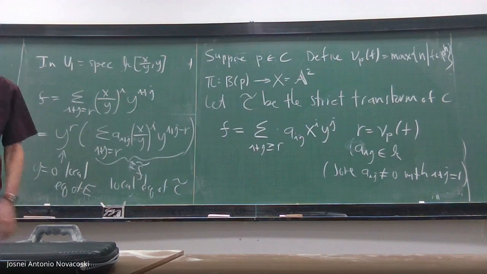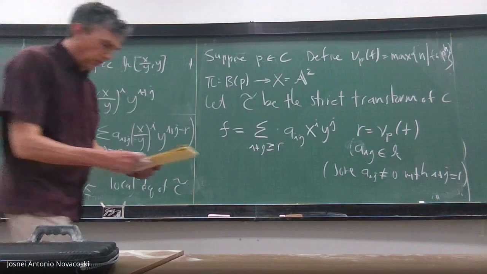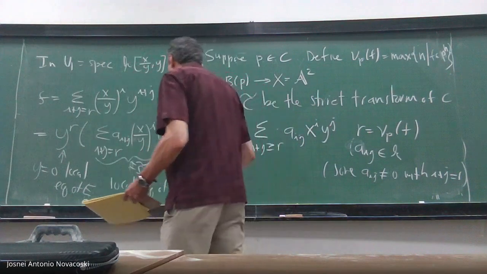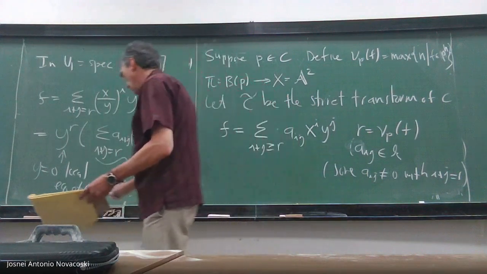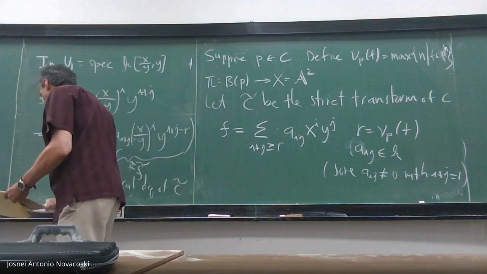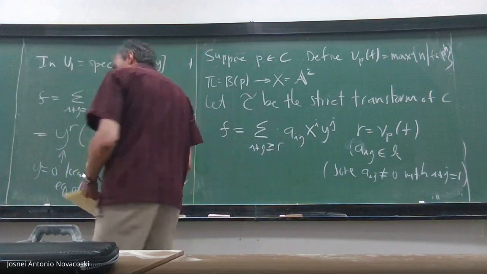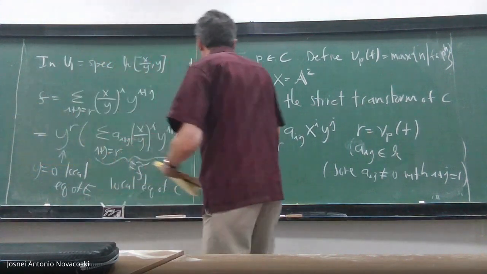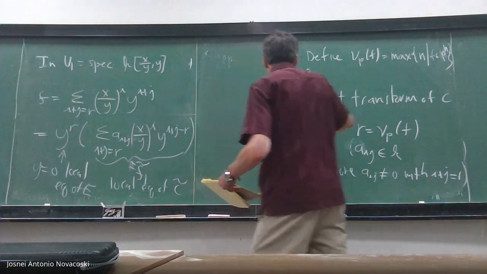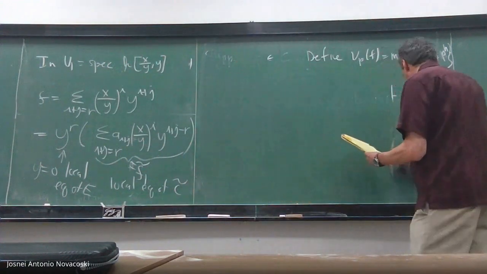So one has then that the ideal of this strict transform is equal to F1 tilde.